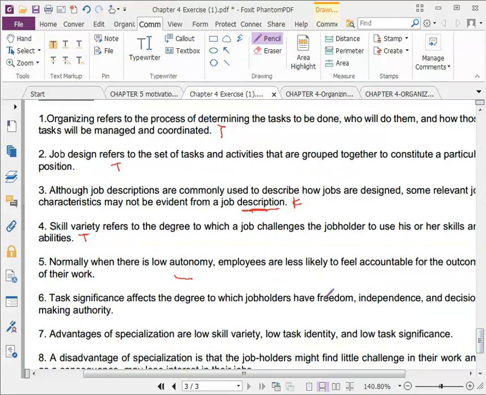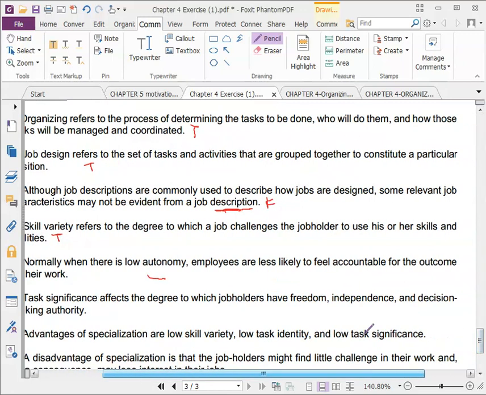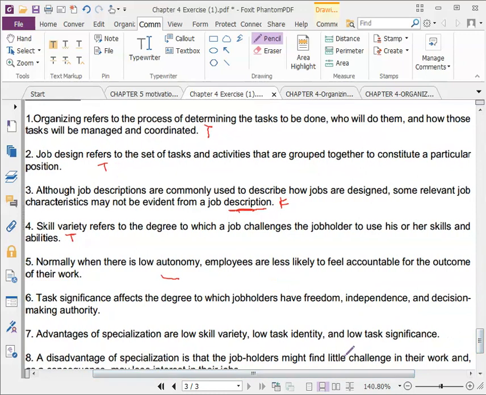Normally, when there is low autonomy, employees are less likely to feel accountable for the outcome of their work. Okay, when the employees have lower autonomy over the task, they are less likely to feel accountable for the outcome of their work. Is that true? Is that true, class? What is your answer? Okay, the answer is true. So if we have less autonomy, we will feel it is not necessary, and we will feel less responsible for the outcome of our work.